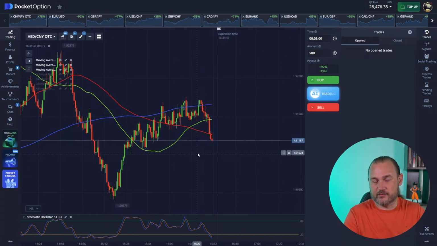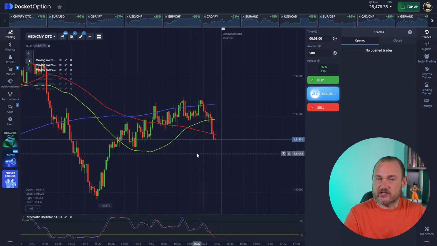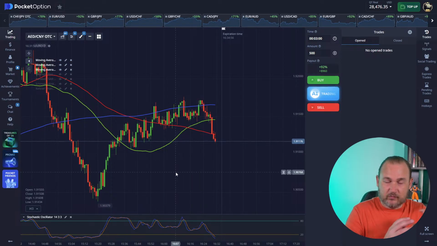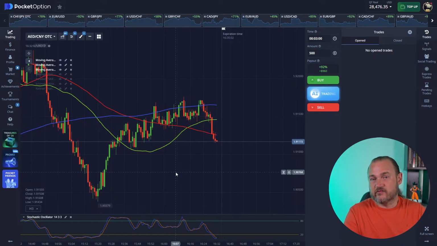Are we moving up? Are we moving down? Or are we in the range? And then you start looking at your indicators. Okay, so we're moving downwards. We are in a downwards trend. I'm only going to look for sells, but I'm going to use the oversold area to do that.